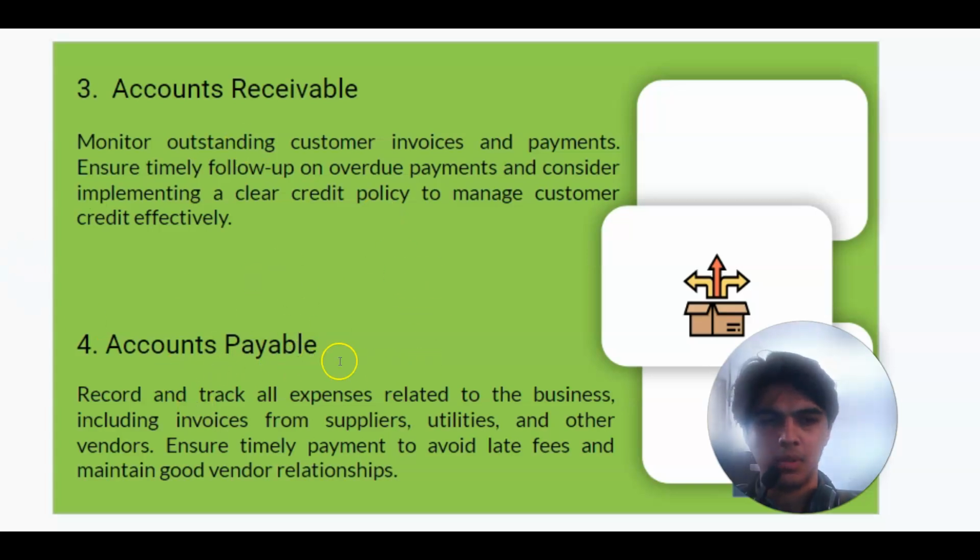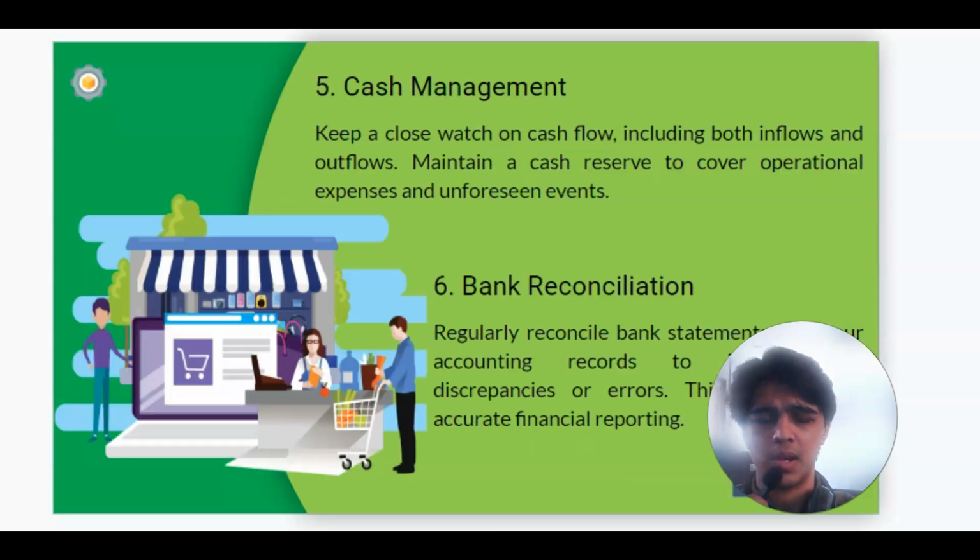Accounts payable. In accounts payable, you need to record and track all the expenses related to your business, including the invoices from your suppliers, the payments you have to do to your suppliers. If you are having a rental business, then you must be taking some items from a wholesaler or from a manufacturer or something like that. So the amount you have to pay to them, you have to record all these things too, and the utilities you are doing, and any other vendors that you have in your business. Okay, and make sure that these payments are timely paid to them. So if there is any late fees, then it will affect your relationship with the vendors or to your suppliers.